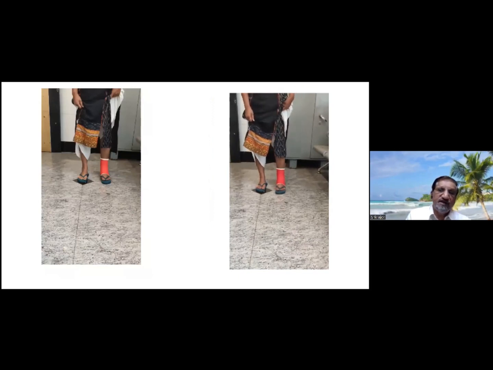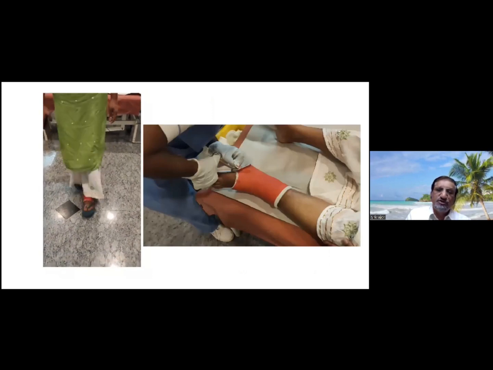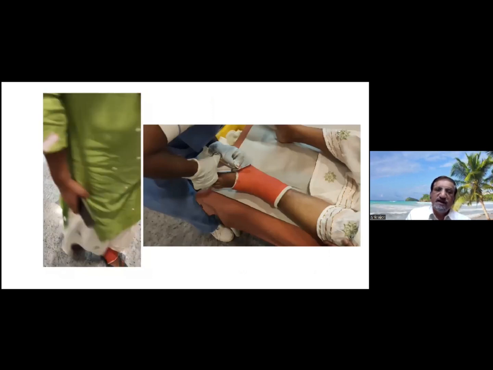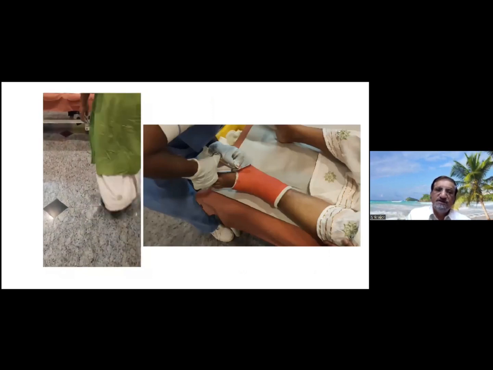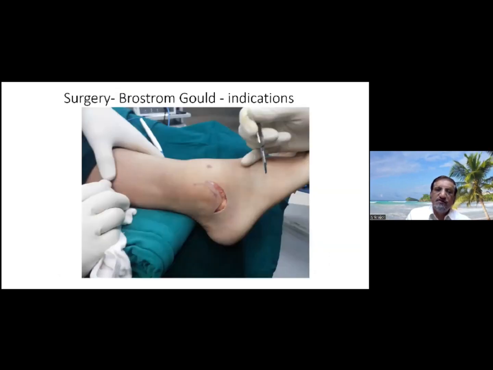Inversion eversion is prevented, and they're able to walk comfortably. So this is one of the greatest advantages of this kind of plaster cast application. It's a semi-rigid casting which is available to almost all of us. And the advantage is that it can even be simply cut by means of scissors. We don't need to go and have a plaster cutter or something.